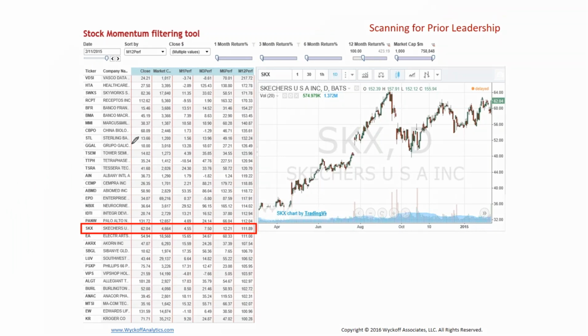This is the momentum filtering tool, which you could probably find in any of the software platforms. But specifically, I was using this to identify what I call prior leadership. Prior leadership is anything that is outperforming the market on the way up, let's say, for the stock that is in a potential reaccumulation area right here.